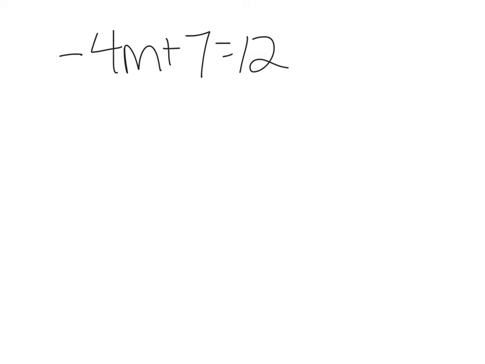Hey guys, in this video we're going to do two-step equations that include decimals and negatives. So we're going to start by drawing our line down the middle, down the equal sign. We need to get rid of everything around the m. We want m by itself, but remember we've got to get rid of our adding and subtracting first in this case. So we're going to subtract 7 from both sides.